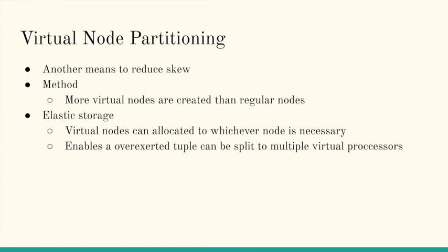Virtual node partitioning is another way to reduce skew. You create more virtual nodes than the regular nodes that are linked to the data. This allows you to separate the workload with the virtual nodes and place them wherever you see fit. The virtual nodes also allow elastic storage because they can be deleted and replaced as needed.